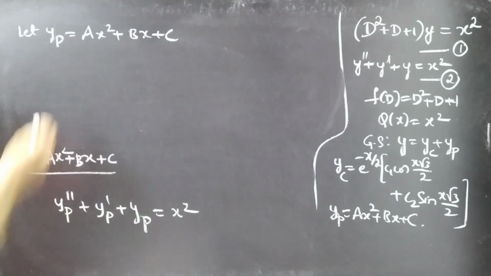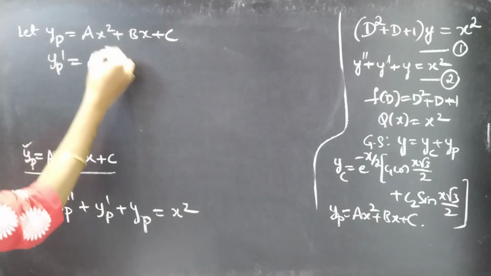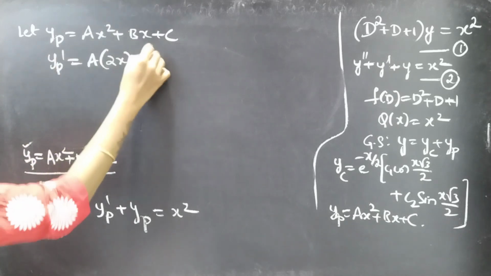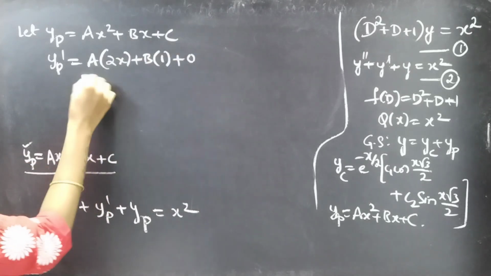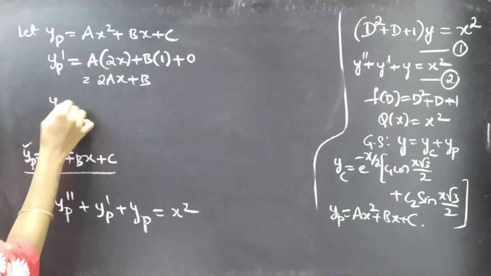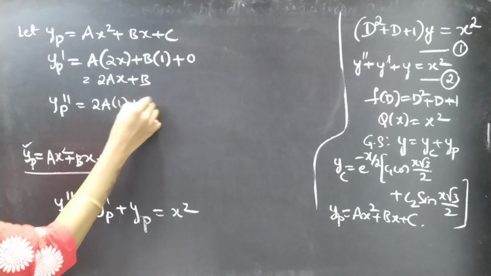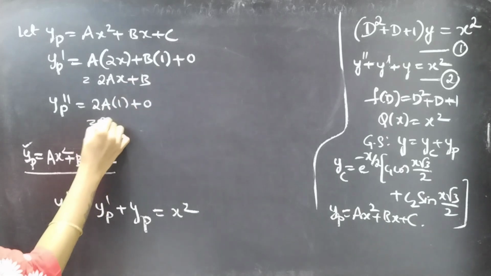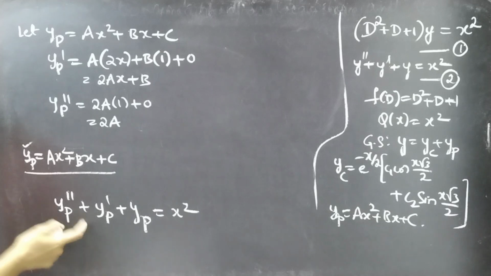Now let's find yp dash equal to a into derivative of x square, 2x, plus b into derivative of x, 1, plus derivative of constant, 0, which gives us 2ax plus b. Now find yp double dash, which gives us 2a into derivative of x, 1, plus derivative of a constant, 0, which gives us 2a. Now we got yp dash and yp double dash. Let's substitute in it.